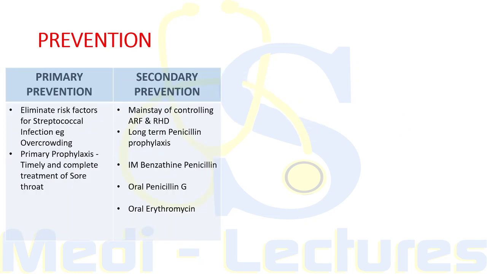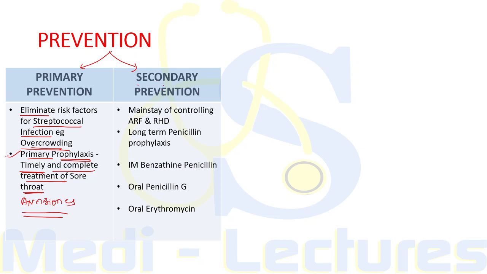Now coming on to the last part of this lecture, that is the prevention of rheumatic fever. So this is divided into primary prevention and secondary prevention. The primary prevention includes elimination of risk factors for the streptococcal infection, for example overcrowding. So we should avoid overcrowding. Also, primary prophylaxis is included in this primary prevention, which is to timely complete the treatment of sore throat with the appropriate antibiotics.